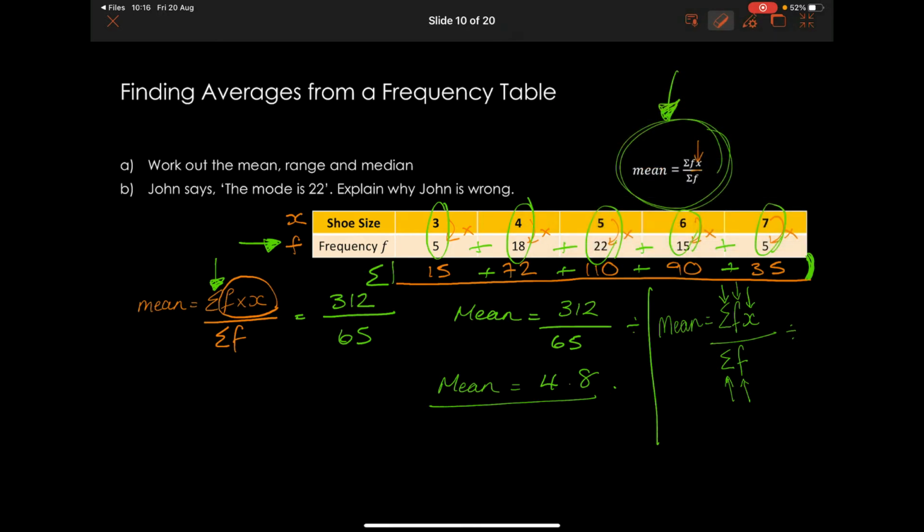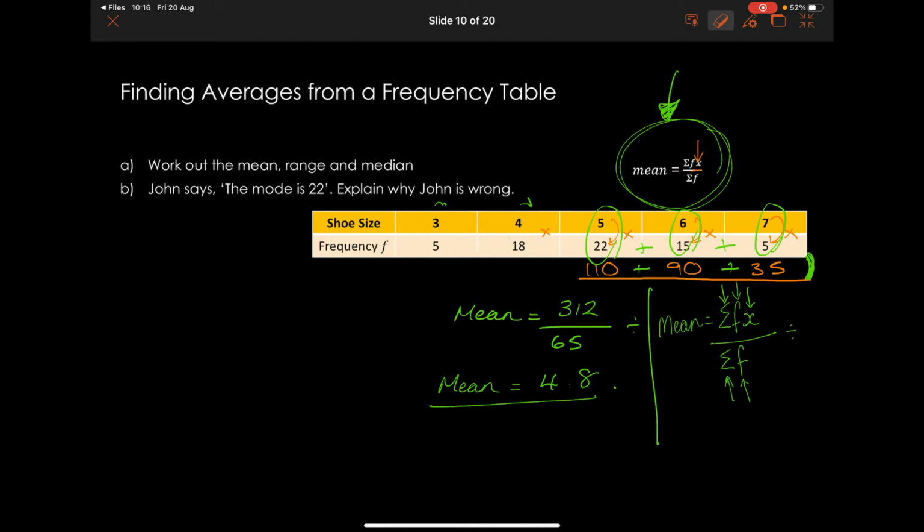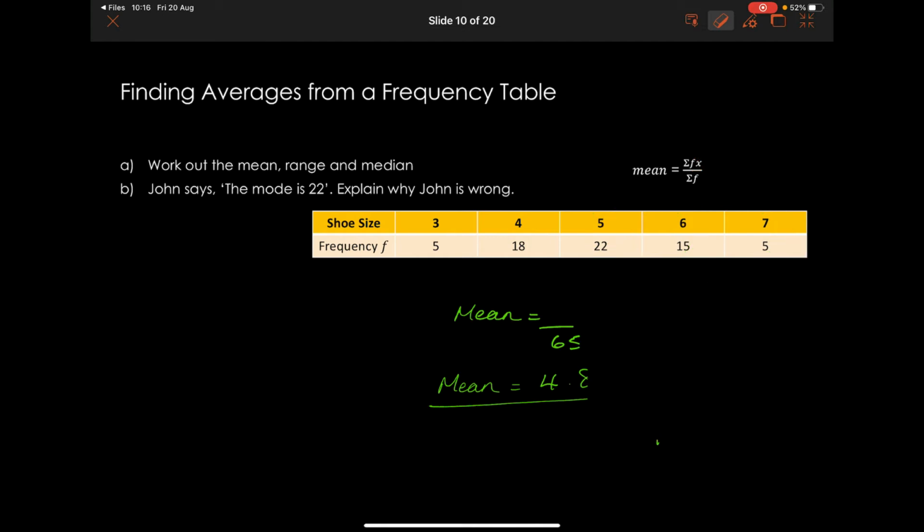Okay, we've just got a couple more questions to look at. We need to find the range and we need to find the median. Let's do that now. Just going to get rid of all this, so I hope you've been writing notes. Okay, let's find the range and the median then.